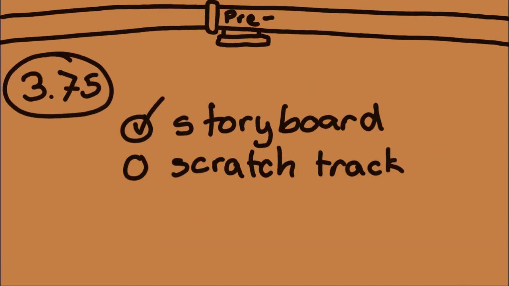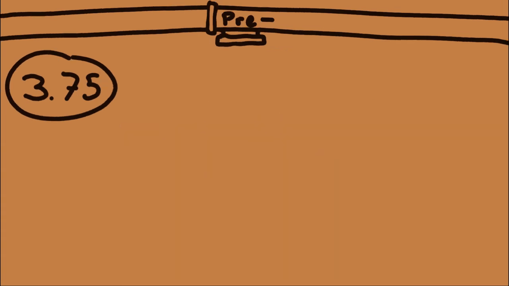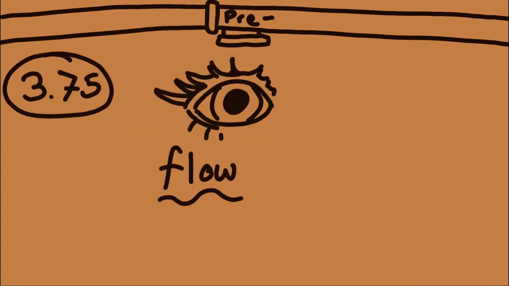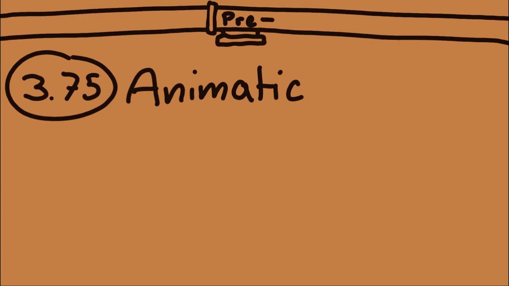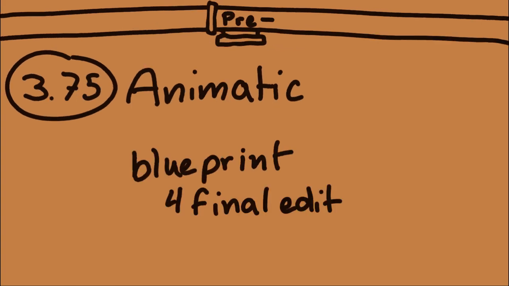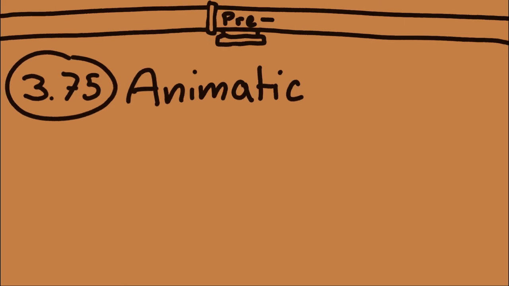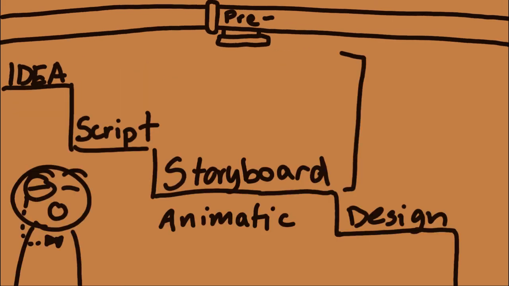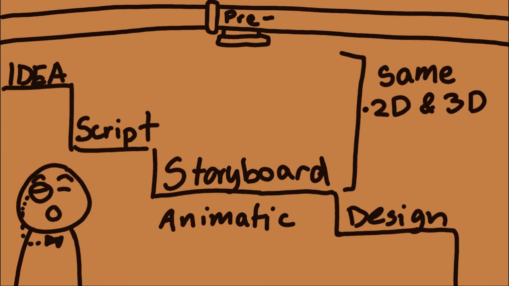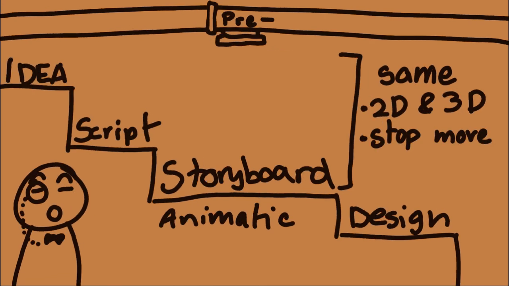With the storyboard completed and the scratch track recorded, the panels and the audio are edited together to see how it would flow as a movie. This is called an animatic. The animatic acts as a blueprint for the final edit of the film and helps to figure out how much animation is needed to be produced for each shot. Up until this point, the process is relatively the same with 2D and 3D, and even in stop-motion animation.